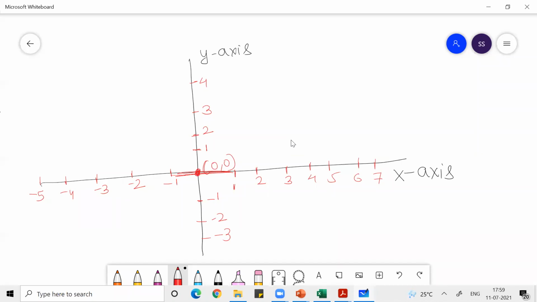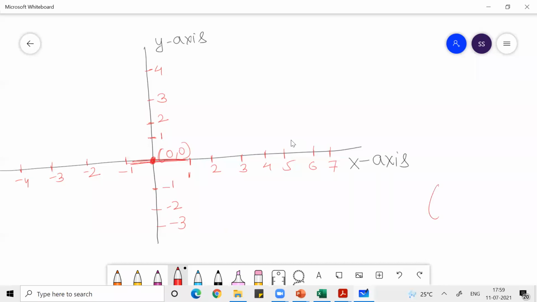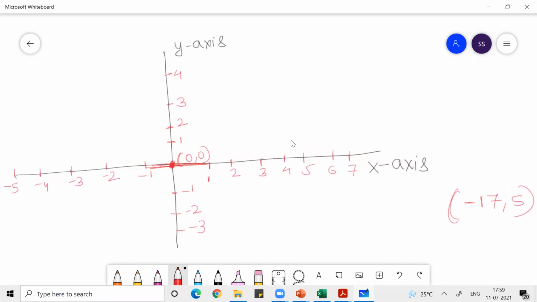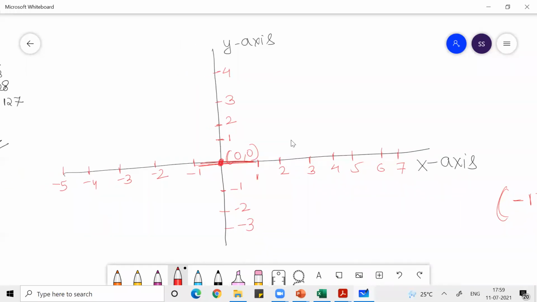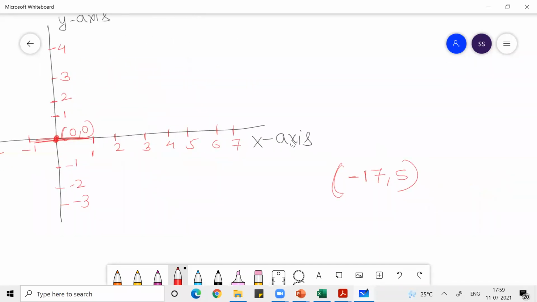Now imagine if I give you a point, minus 17, 5. Where will this point come? You need to understand that whenever I give you a point called minus 17 comma 5, minus 17 is the x coordinate. You always write the x coordinate first. It means minus 17 is the x coordinate and 5 is the y coordinate.